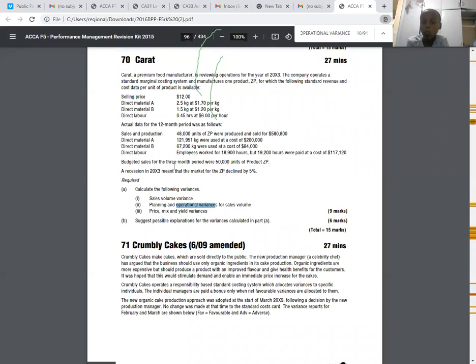Budgeted sales for the 3-month period were 50,000. A recession in 2013 meant that the market for the ZP declined by 5%. This question, if you play around, you get zero on the whole question.